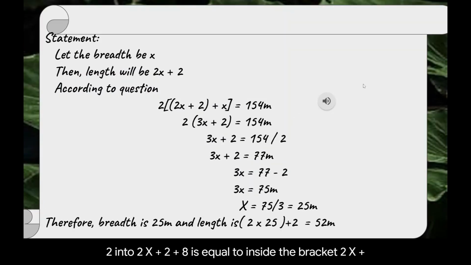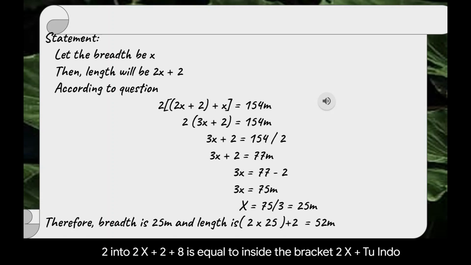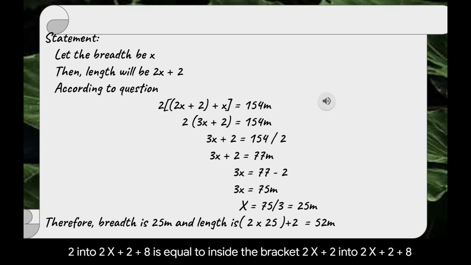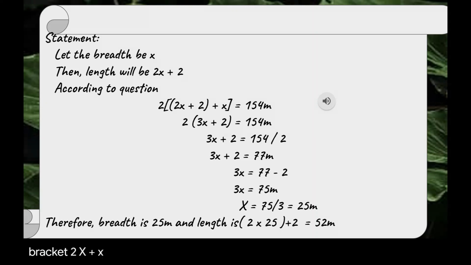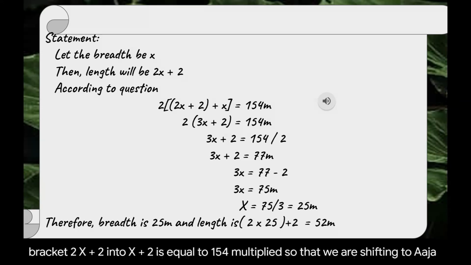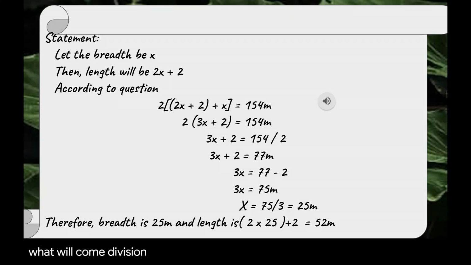Here you can see the statement. According to the question, we are getting the equation 2 into (2x plus 2 plus x) is equal to 154. Inside the bracket, 2x plus x together we will get 3x. So the next step, you can see 2 into (3x plus 2) is equal to 154. Now 2 is multiplying on the LHS side, so we are shifting it to the RHS. So what will come? Division. So 3x plus 2 is equal to 154 upon 2.